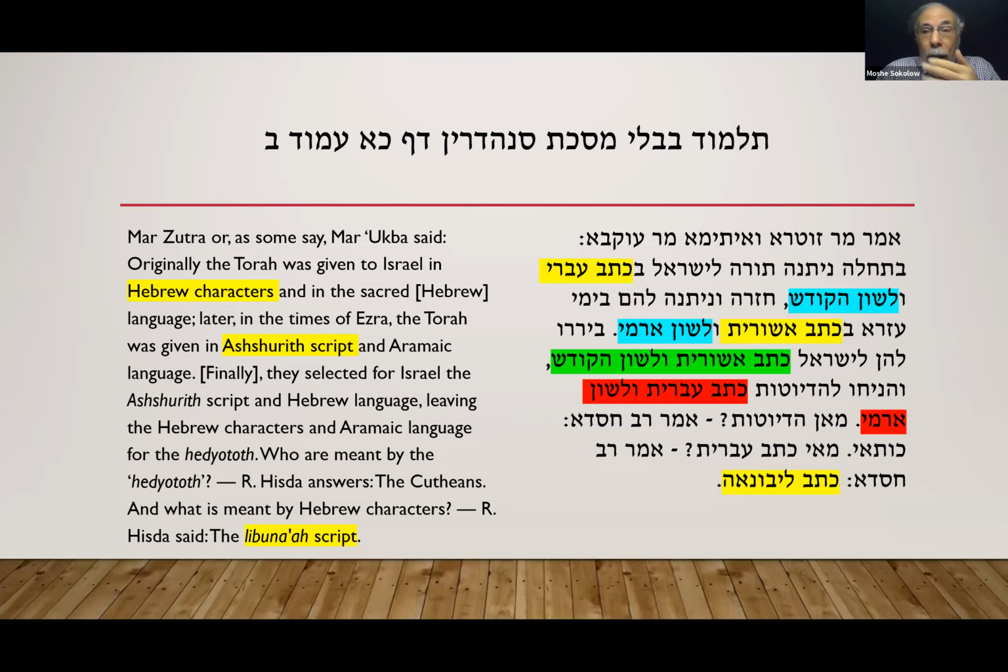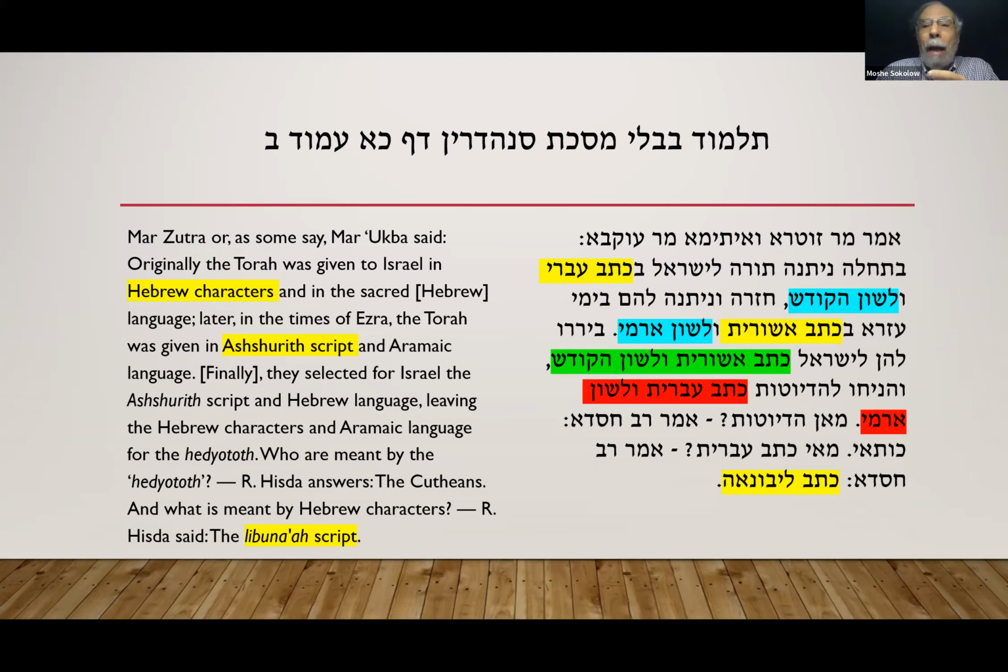The Talmud continues and it says, Be'reru lahen liYisrael. So given that there were two scripts and two languages, the Jewish people chose one of the two scripts and one of the two languages. Which script did they choose? Ketav Ashurit. They chose to perpetuate the Torah in what was called the Ashurit or Assyrian script, and they chose to perpetuate it in Lashon HaKodesh, in Hebrew.